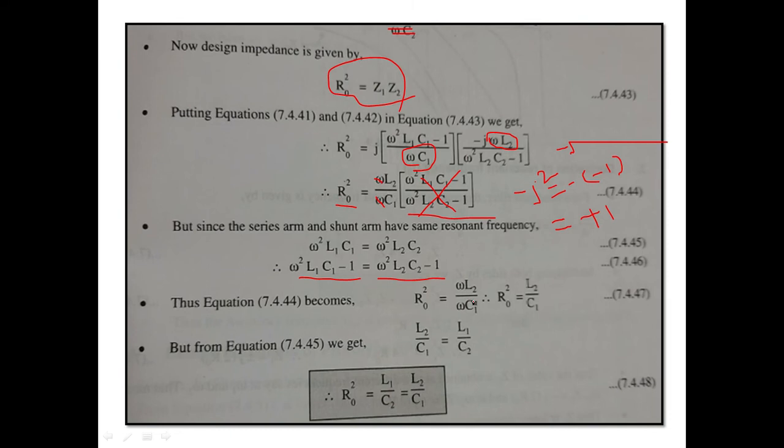R0² is equal to L2/C1, correct? So R0² is equal to L2/C1, then L1C1 is equal to L2C2, so L2C1 is equal to L1C2. That's why finally we find R0² is equal to L1/C2, which is equal to L2/C1.